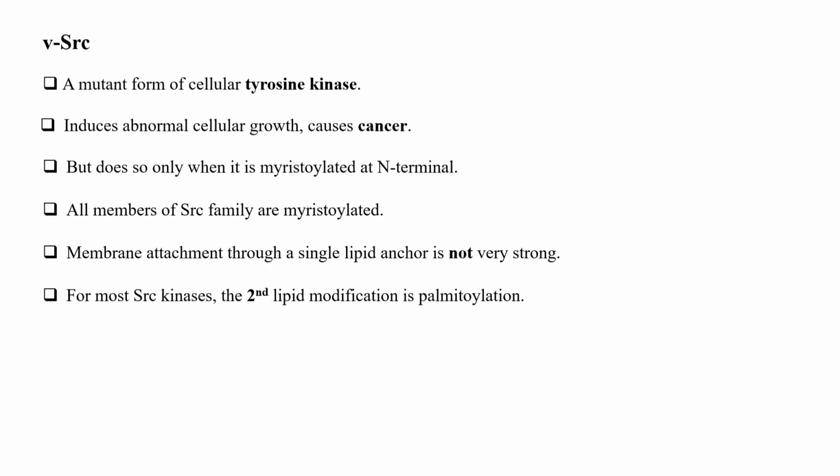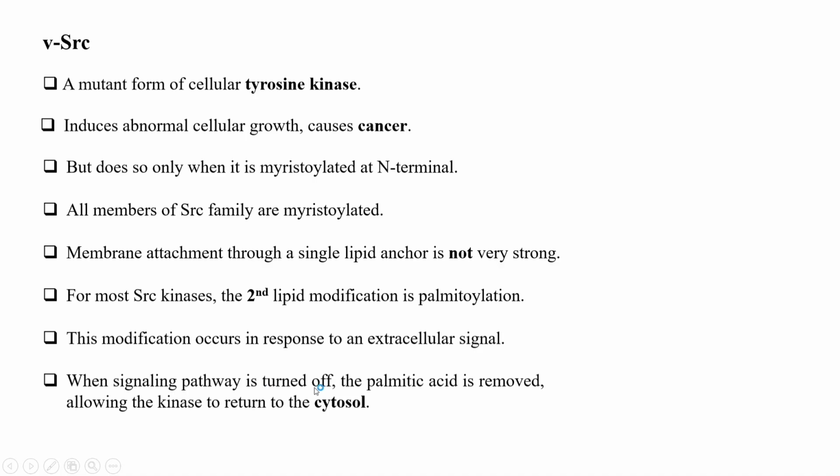The first attachment is a myristic acid attachment, that means a fatty acid like myristic acid attached to the protein, and the second attachment is with palmitic acid. The second modification occurs in response to extracellular signals. When extracellular signals come, this modification occurs and a strong attachment of the protein to the plasma membrane occurs. When the signaling pathway is turned off, the palmitic acid, the second lipid modification, is removed, allowing the kinase to return to the cytosol. So the signal is turned off in this way.